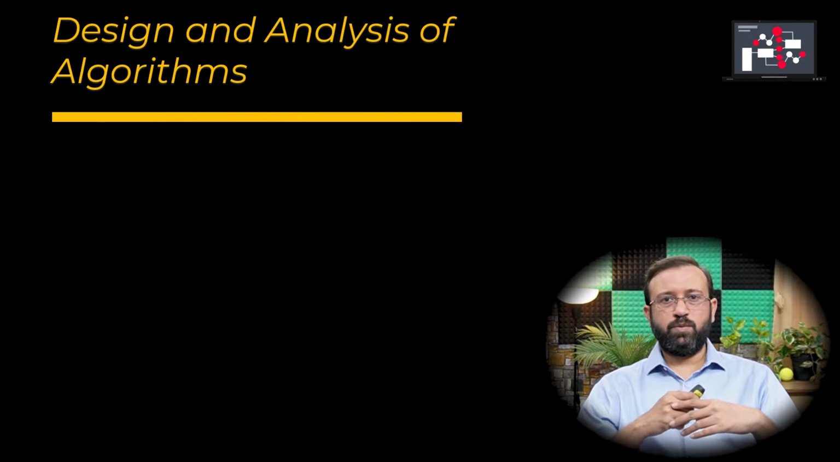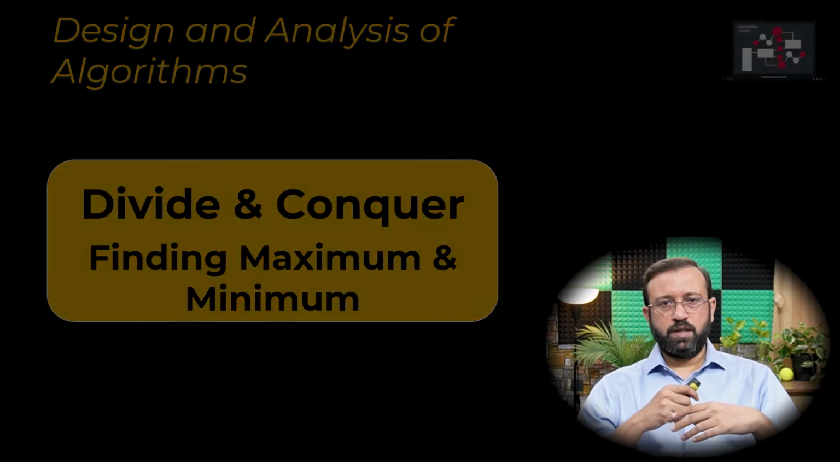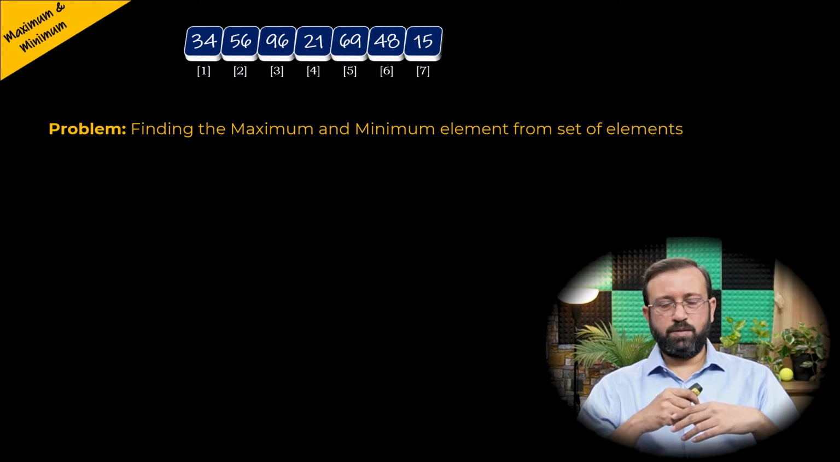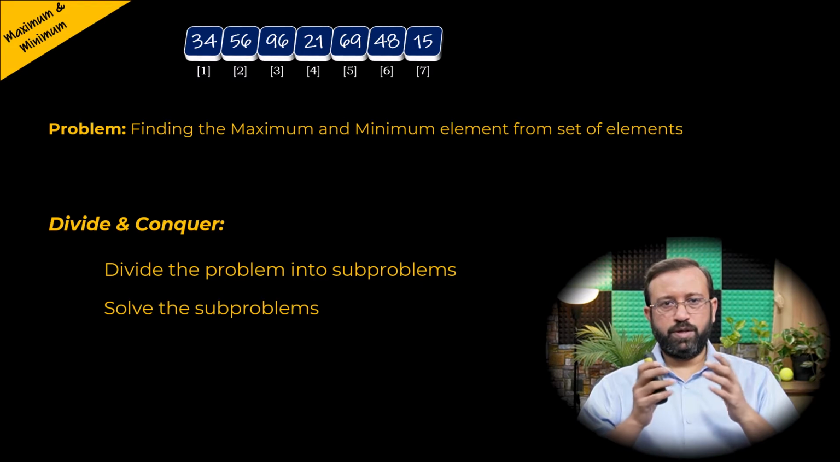In this video, we will look at the finding maximum and minimum algorithm. The problem is to find the maximum element and the minimum element from a set of n elements. This algorithm uses the divide and conquer approach. According to divide and conquer, when the problem is large, we divide the problem into subproblems until the subproblems are small and the solution can easily be computed.